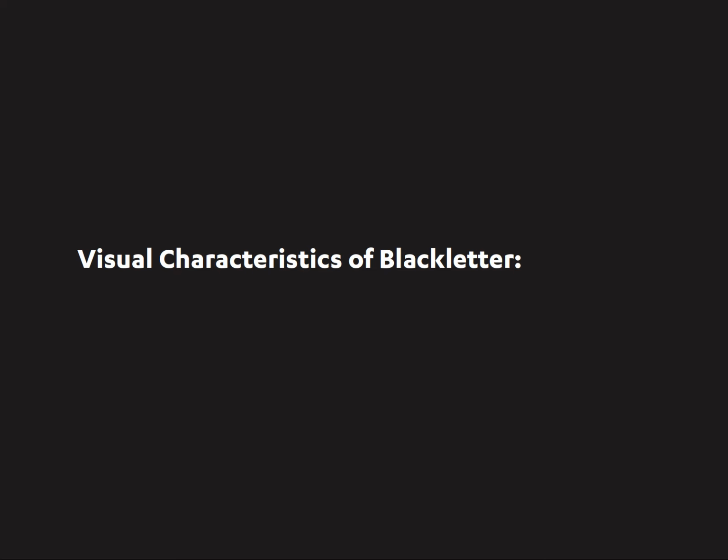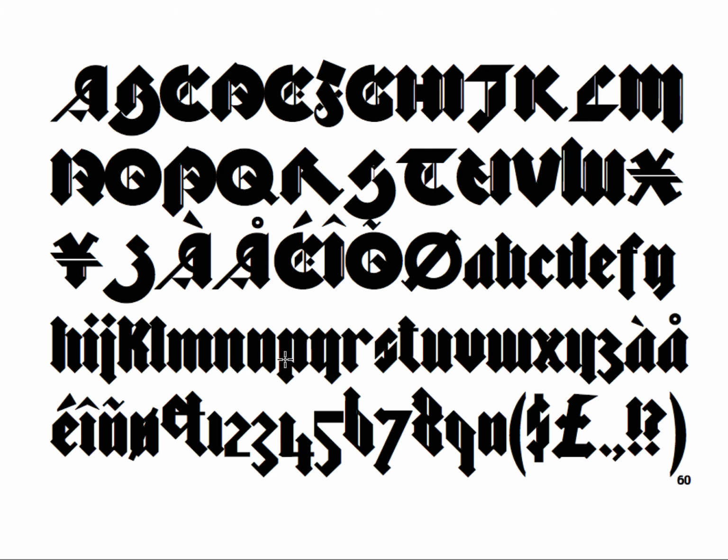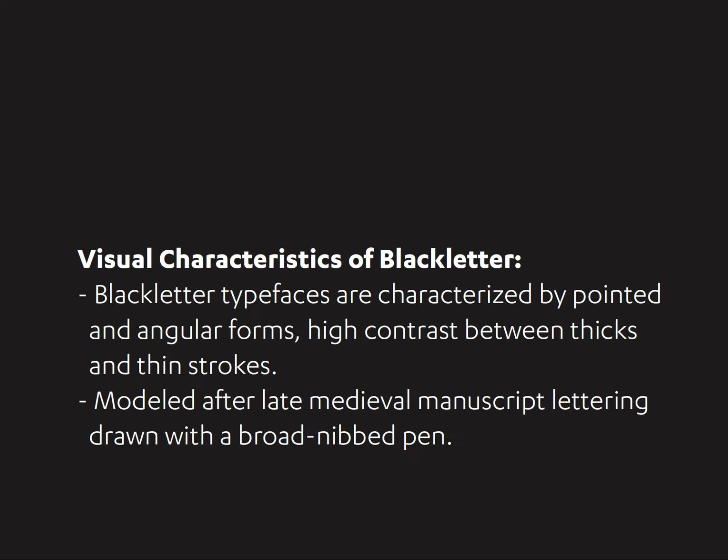So the visual characteristics of blackletter we see are characterized by pointed and angular forms, high contrast between thick and thin strokes, as you can see here, and then they're modeled after the medieval manuscript lettering with a broad-nibbed pen. It's usually done at a 45-degree angle. Then you have textura.